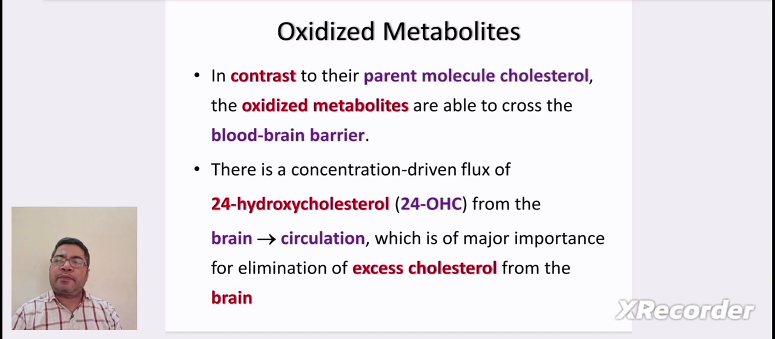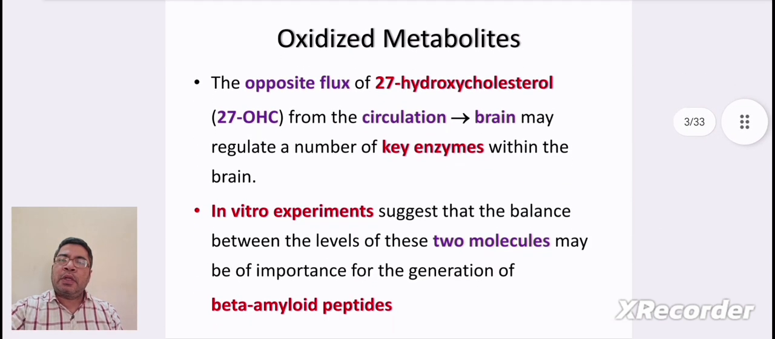Oxidized metabolites. In contrast to their parent molecule, cholesterol, the oxidized metabolites are able to cross the blood-brain barrier. In the concentration-driven flux of 24-hydroxycholesterol from the brain to circulation, which is of major importance for elimination of excess cholesterol from the brain. On the other hand, the opposite flux of 27-hydroxycholesterol from the circulation to the brain may regulate a number of key enzymes within the brain.